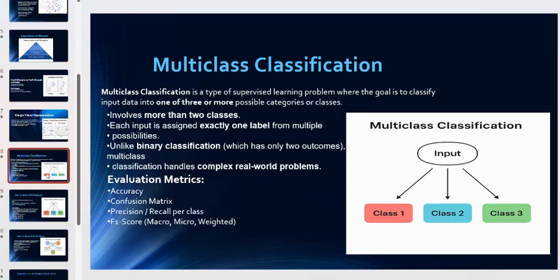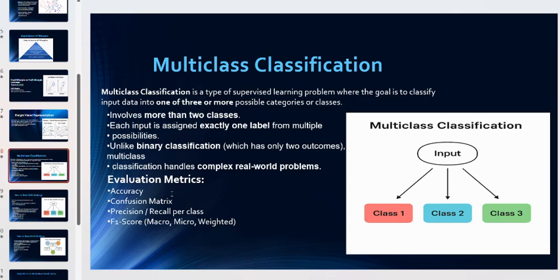And then multi-class classification. Multi-class classification handles problems with more than two possible outcomes. For example, a model that reads handwritten digits must decide whether the number is 0 or 1 or 2 up to 9. That's 10. Unlike binary classification, where there are only two possible results, multi-class models must pick one correct choice from many options.